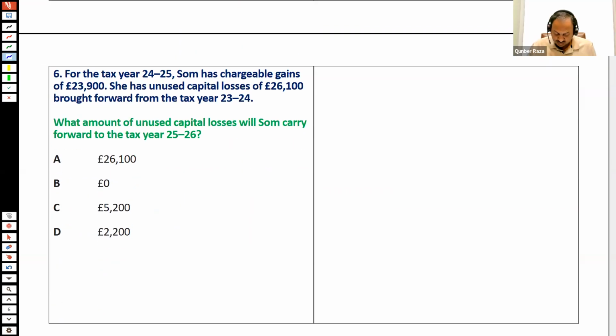For the tax year 24-25, SOM has chargeable gains of 23,900. She has unused capital losses of 26,100 brought forward from the tax year 23-24. What amount of unused capital losses will SOM carry forward to the tax year 25-26?